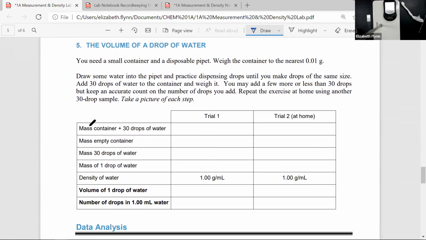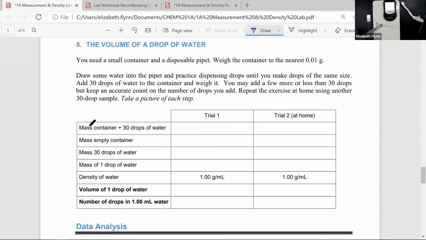All right, pretty cool. And it's also cool because it's really tiny, right? And we wouldn't be able to measure the volume of just one drop of water using a graduated cylinder because the graduated cylinder is too large and the drop is too tiny. So we can use a different method to do so. So it says you want to use a small container. So I'm just going to use my beaker. I recommend using your beaker.